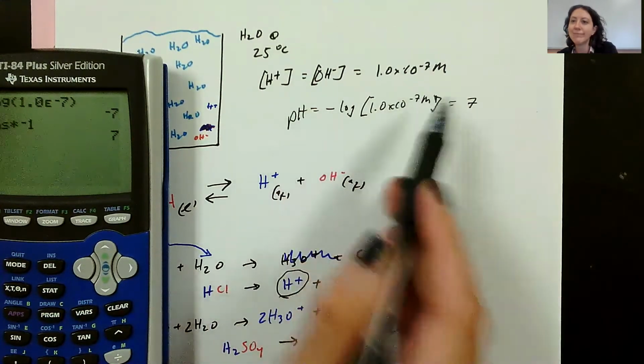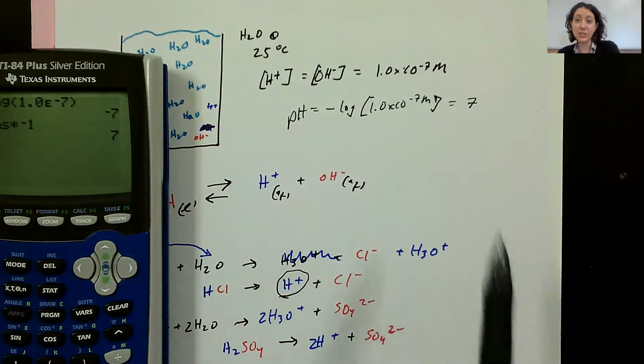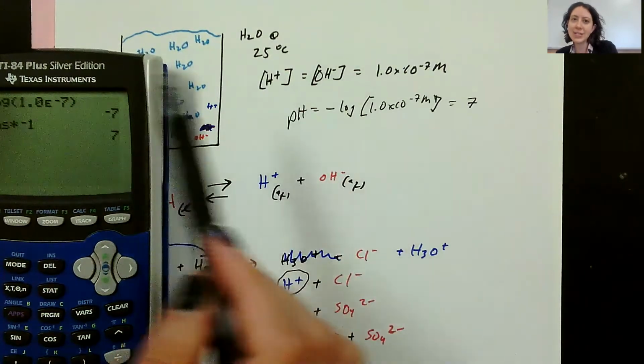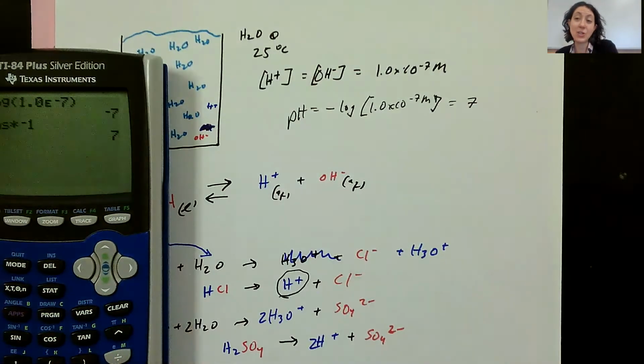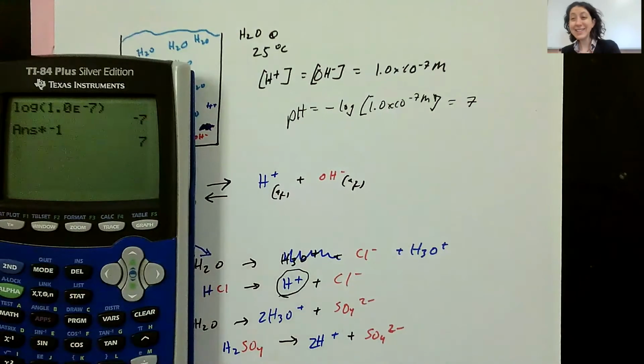So negative log, you end up with that. So that's kind of how this works. So this is why water has a pH of 7. It's because of this constant at 25 degrees Celsius, the dissociation of water. Okay. So acids are going to have a higher concentration.